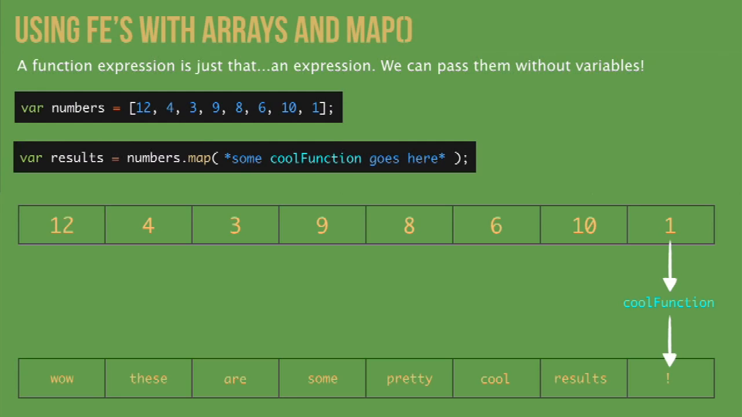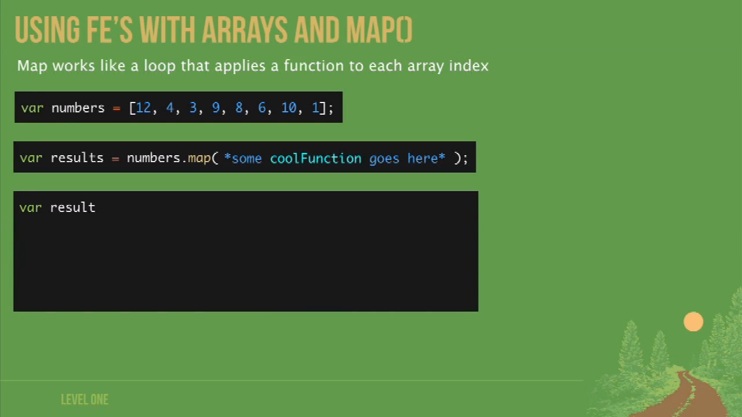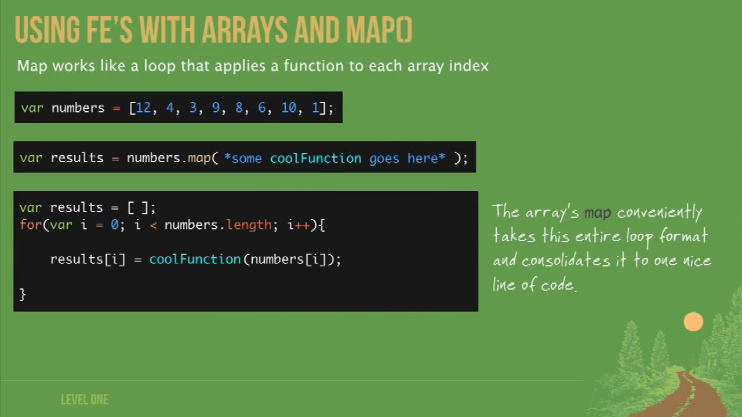Now you might be thinking, this seems kind of like a loop format, and guess what? It sort of is. So here's what this sort of functionality would look like in a loop format. Well, the first thing we would do is establish a results variable and then use a loop to go over each item inside the numbers array, and then we would use our cool function on each item inside of the numbers array, storing the result in the results array. So what's cool about the map method is that it takes all that code you see there in the loop and does it all conveniently in one line of code.